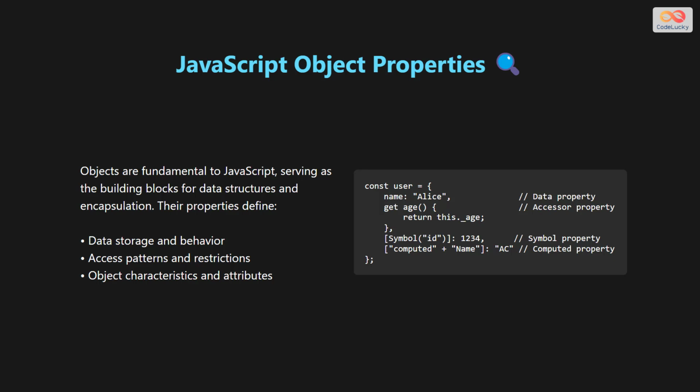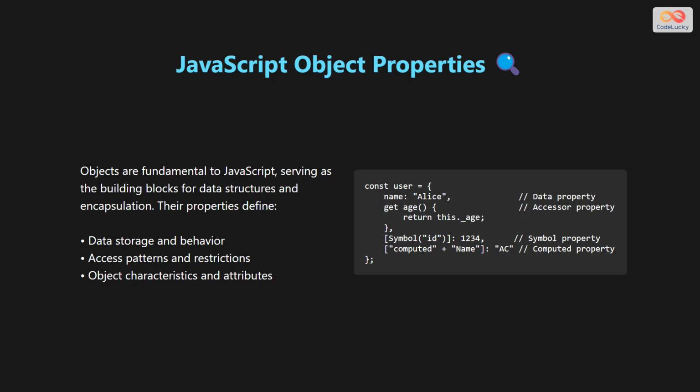Objects are a core part of JavaScript. They serve as the base for creating data structures and managing encapsulation. Object properties define how data is stored, how it behaves, how it can be accessed, and any restrictions, and also the various characteristics and attributes of the object.